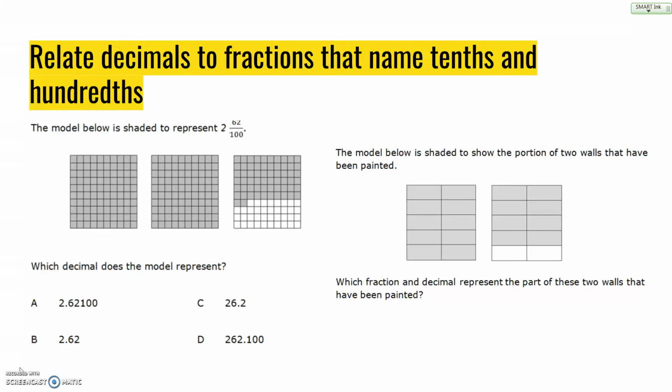The question on the right asks, the model below is shaded to show the portion of 2 walls that have been painted. And then there's a model that shows 1 8/10. Which fraction and decimal represent the part of these 2 walls that have been painted? So they look at the model, they have to decide how to write that as a mixed number with a fraction, and also how to write that same number as a decimal. So they need to understand that we can take anything that we write as a decimal and also write it as a fraction, a mixed number.